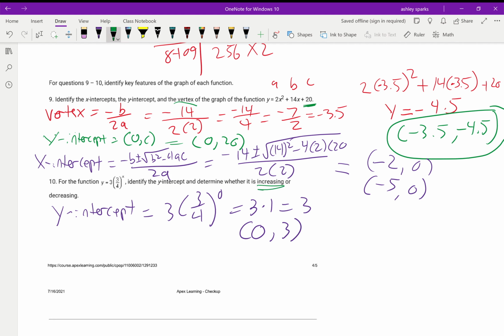And increasing or decreasing, remember, we think about 3 over 4, which is equal to 0.75. That is less than 1, so this would be a decreasing function. So it's a review of a lot of things that we've looked at. If you have any questions, let me know.